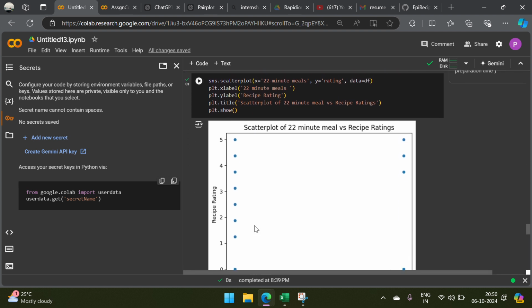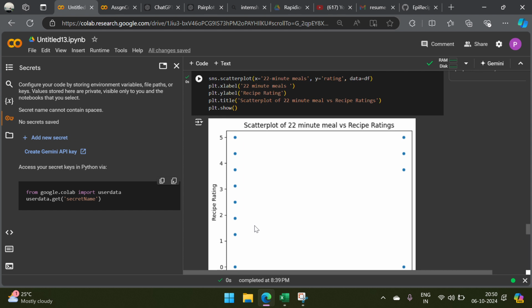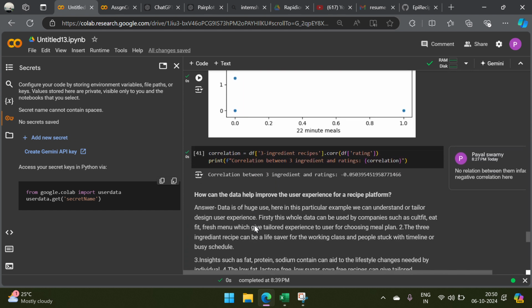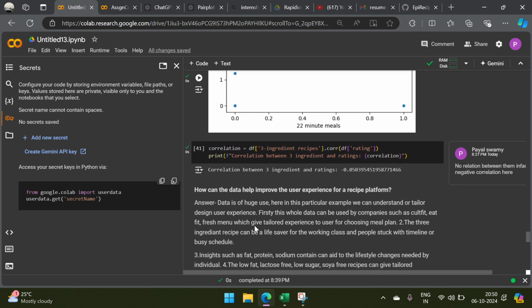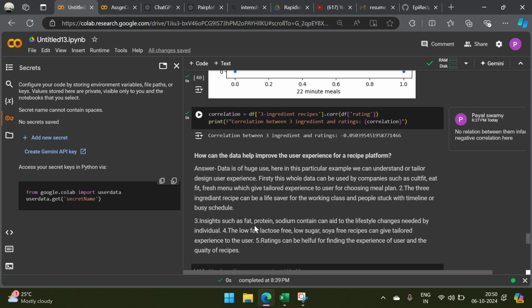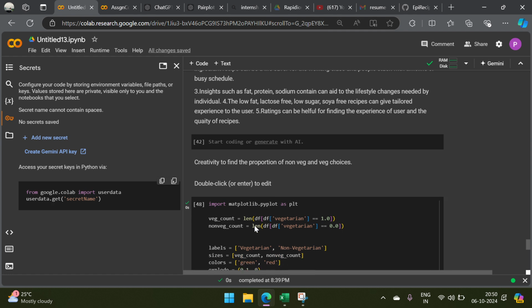For my own visualization, I just understood how a 22 minute meal would affect the rating. There was not much relationship. Same for a 3 ingredient recipe. There was also not much correlation I was seeing.